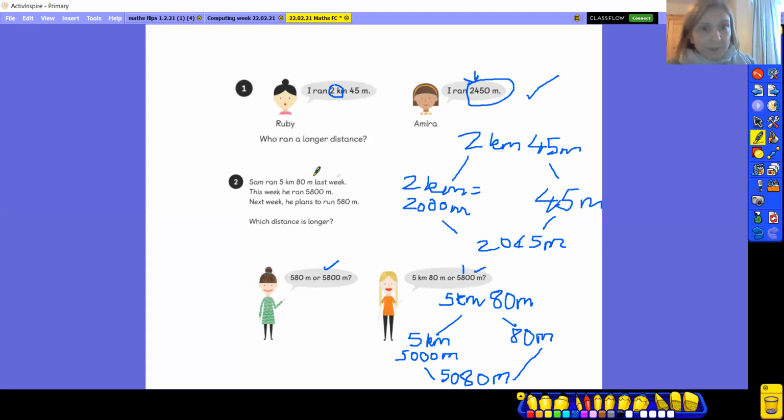So look back here. Which distance is longer? So the longest distance then is this one here, isn't it? Took me a minute to work it out then. I did it in my head. So this week he ran 5,800 meters. That's the longest distance. The shortest distance is 580, and the middle distance is 5 kilometers and 80 meters. And we know that because we converted the units of measurement to be the same. Did you get that right? Well done. Okay, let's go to the next page.